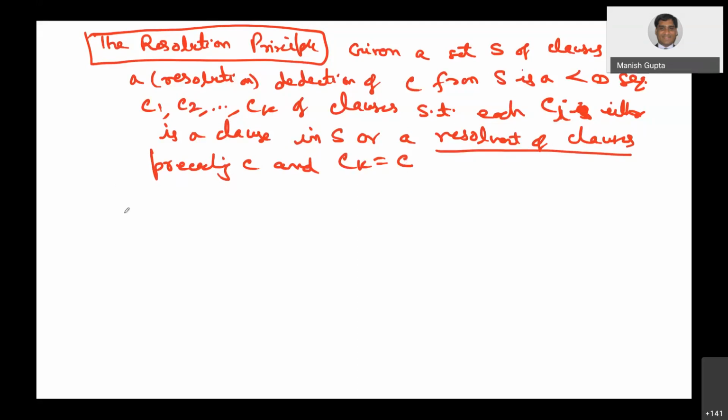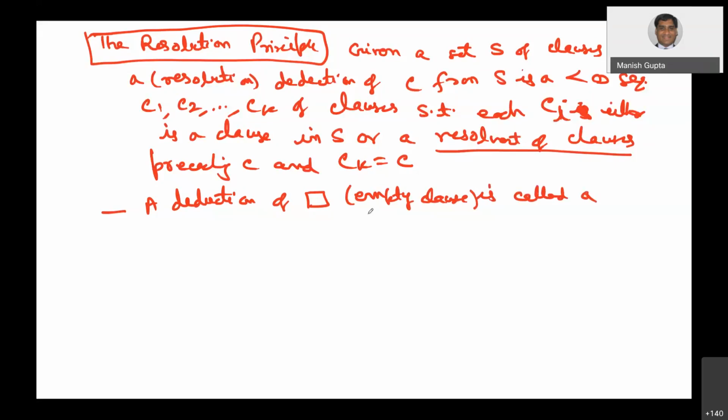And finally, a deduction of the empty clause. So we denote it by this. The empty clause is called a refutation or a proof of S. Okay.